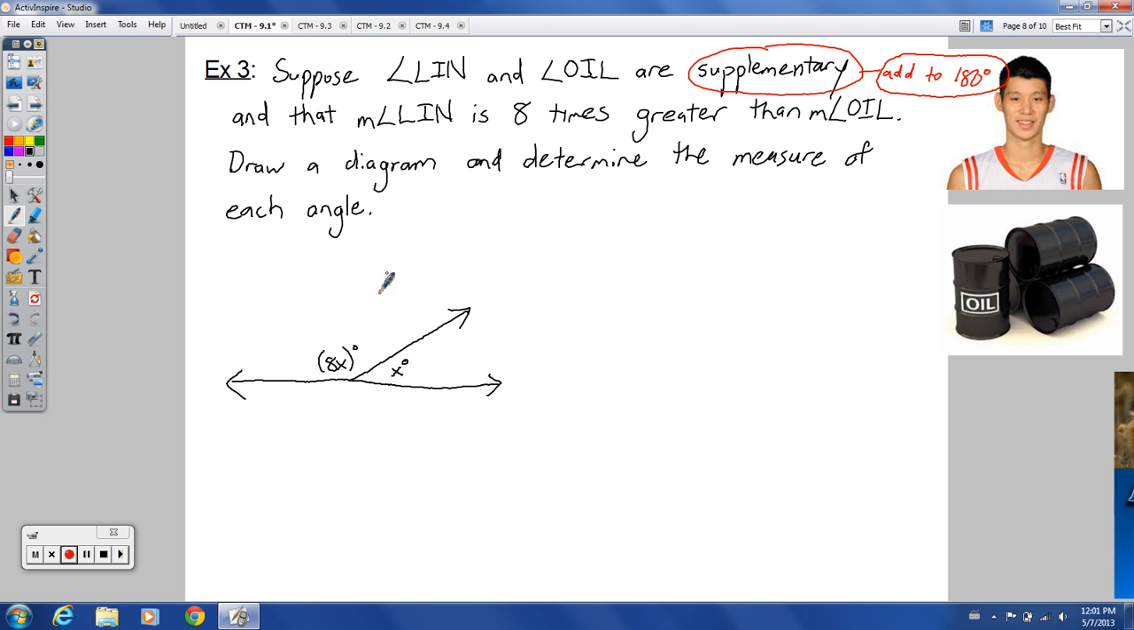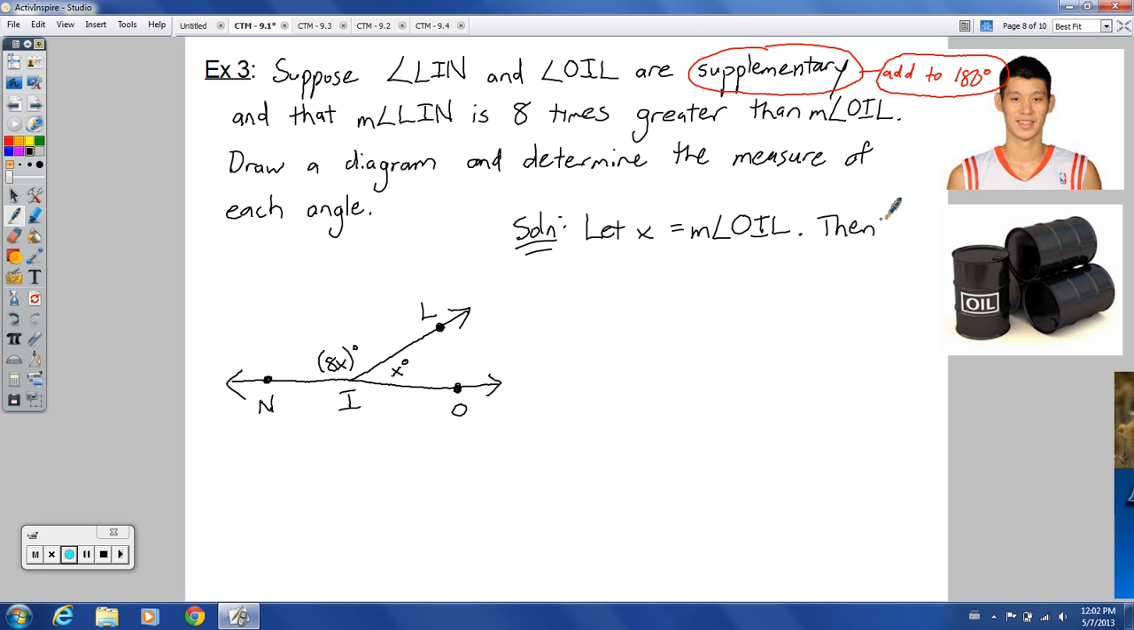And how would I have to do this? It looks like I is the vertex for both those angles, so I must be where they intersect right here. And then Lin and Oil are the angles. So L would have to be the part they have in common, the side that they share, because that's in both of these. It says that Lin is 8 times greater, so this has to be the bigger angle. So I could put that there, the N, and I would put the O over here. So there's my diagram, and here's how I'm going to go about solving that. So what did we say? We said that X was going to equal the measure of angle OIL.